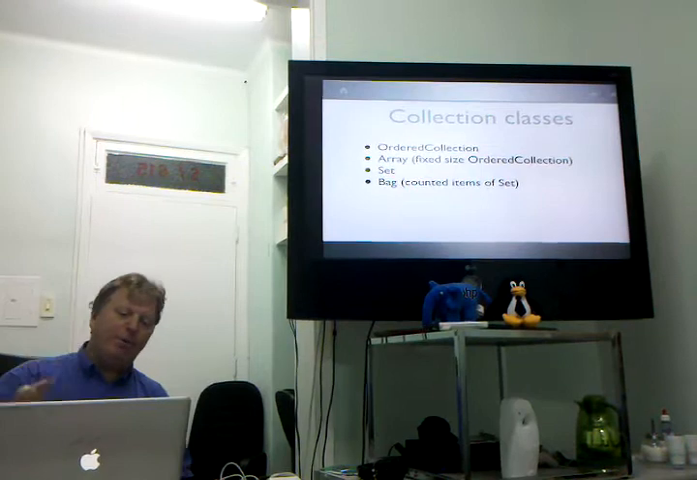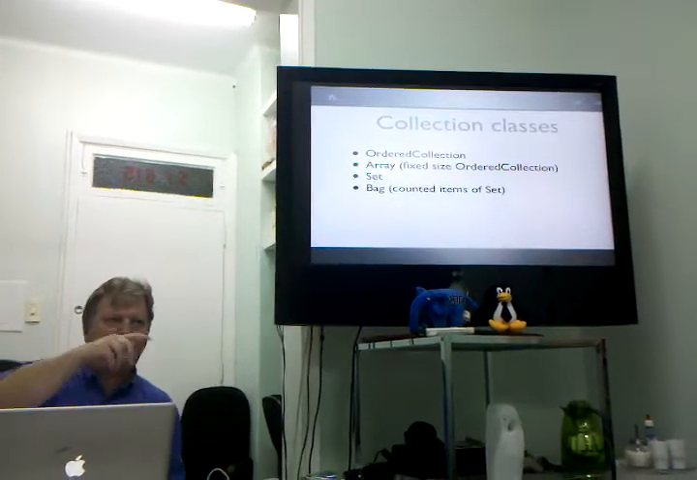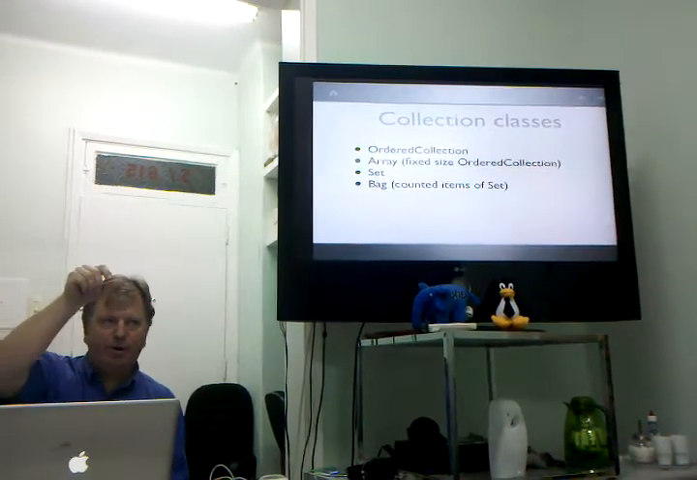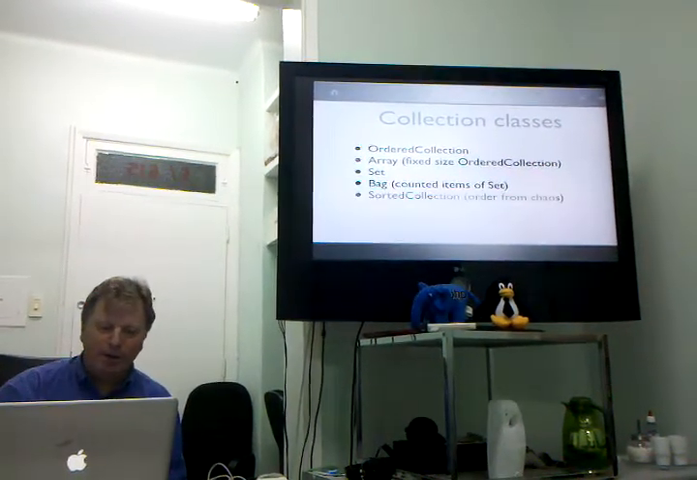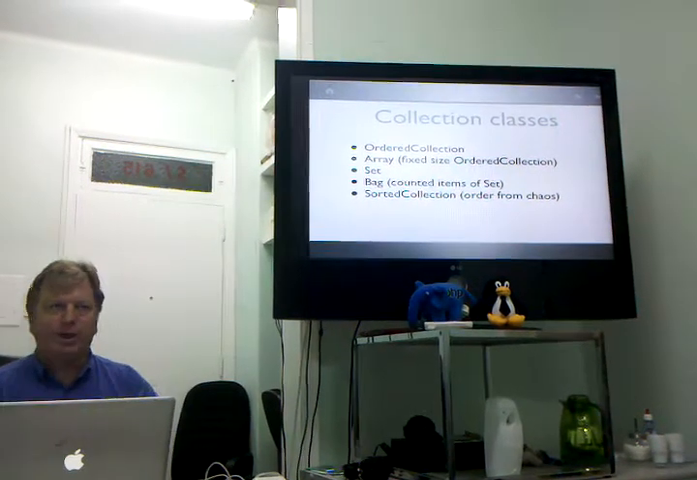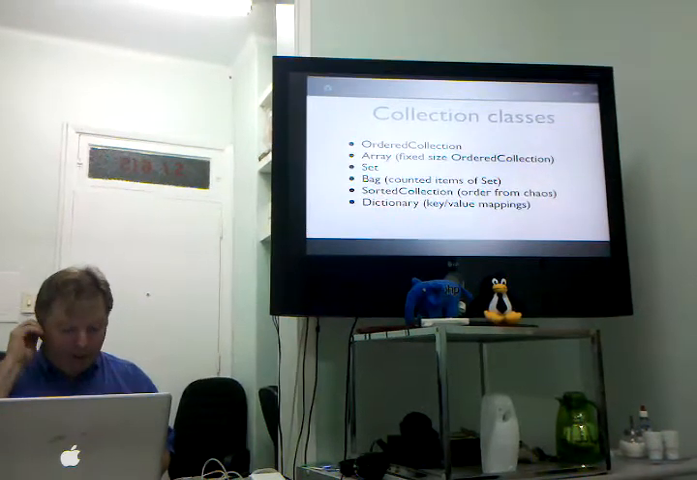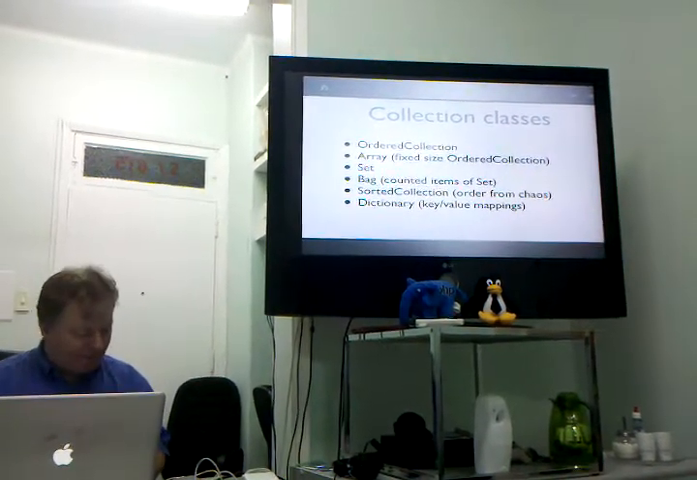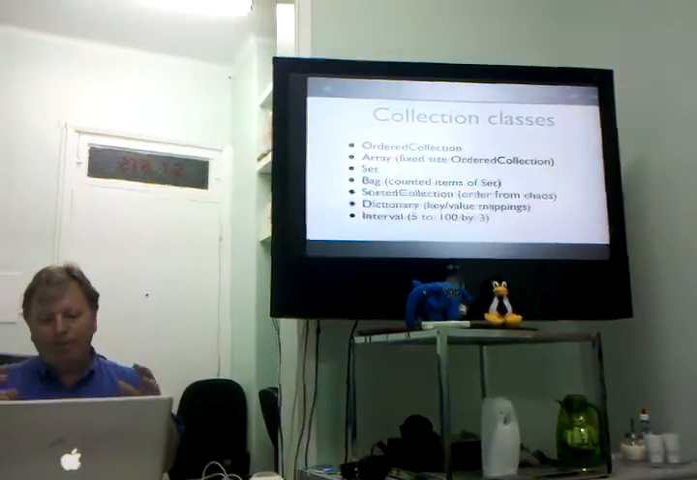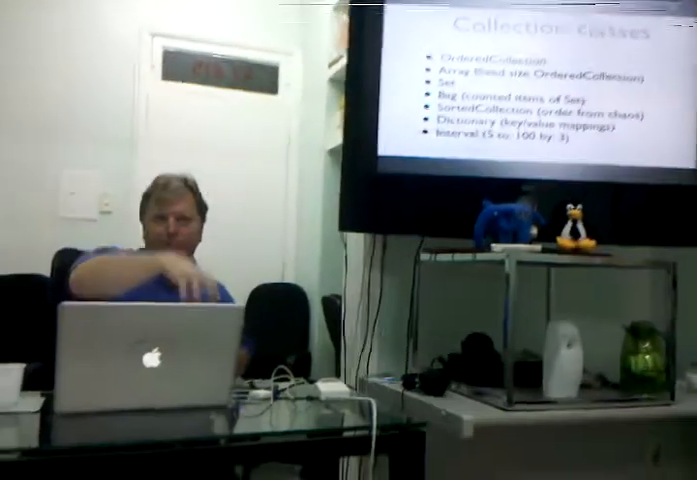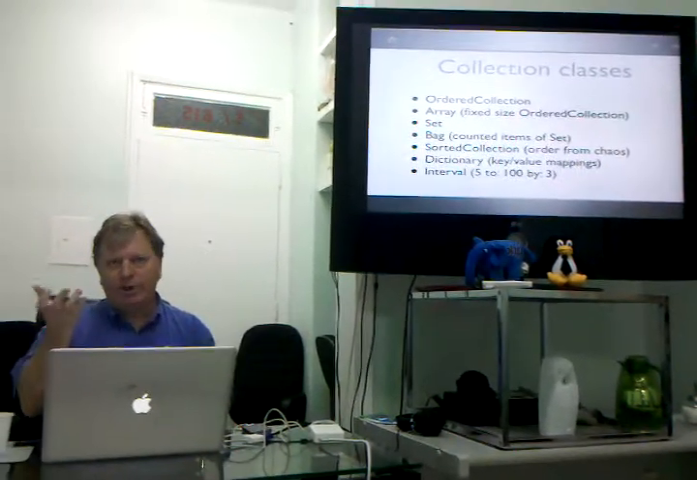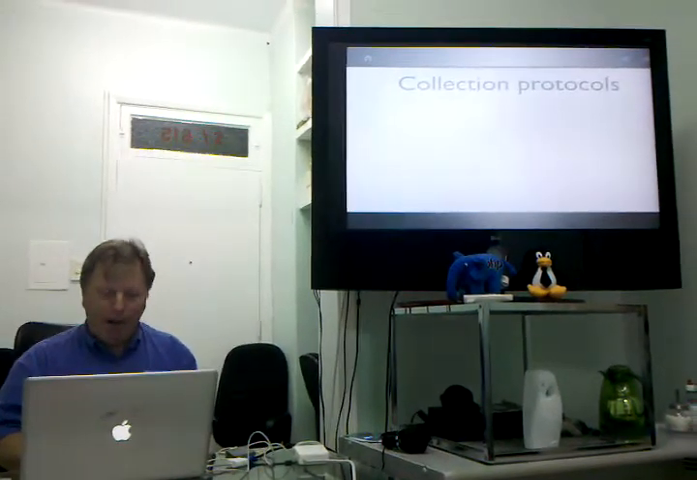But if you want something similar to a set, but you want to count the items, so if you add it twice, you get the number 2 back, then you use a bag instead of a set. So it's like a set, but we have a small integer associated with each one of those. A sorted collection, we can take any one of these and turn them into a sorted collection, and it will sort it based on rules that we'll give. A dictionary is like a hash in Perl, key value mappings. Interval, 5 to 100 by 3. That's stored internally as just 5, 100, and 3, so it only becomes explicit values when you actually use it. So it's a very small, easy to represent thing.